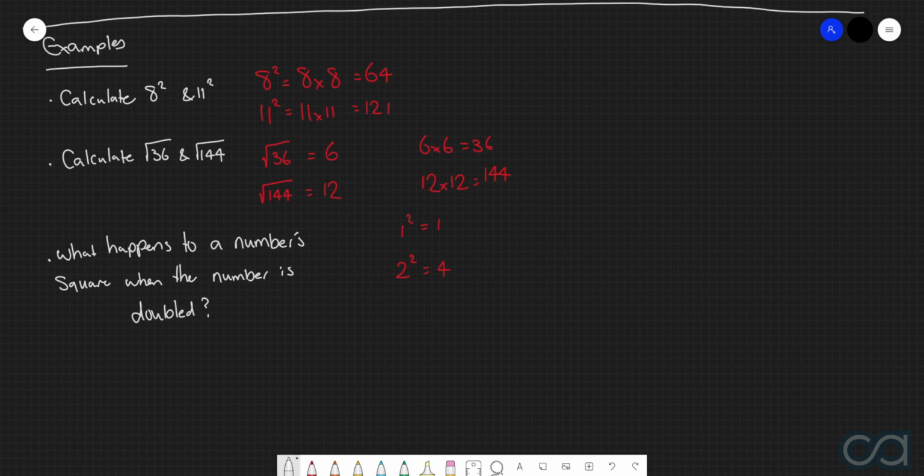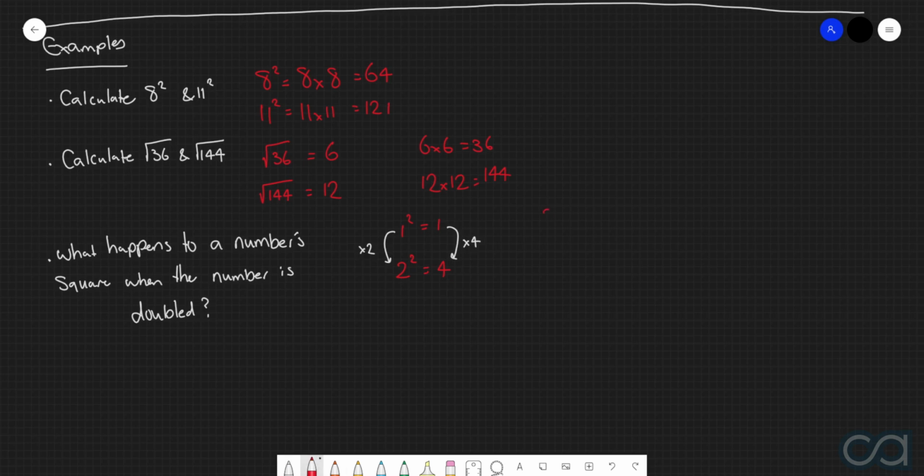So what we notice here is that when we double the number, as in we go from 1 up to 2, what happens to the squares? We actually quadruple them. In other words, we multiply them by 4. Let's do another test and see if this holds up as well.